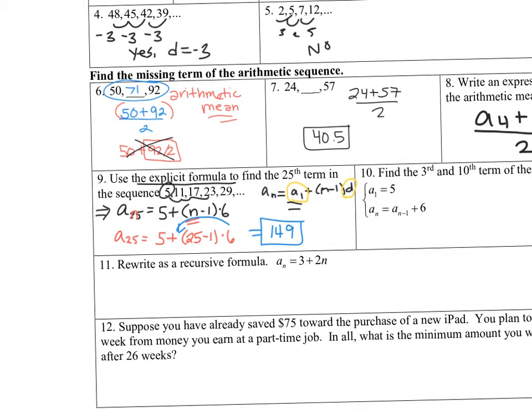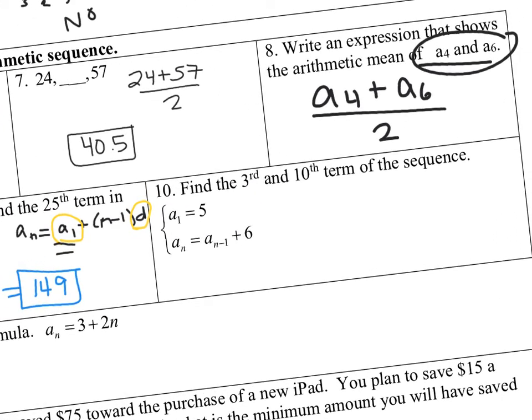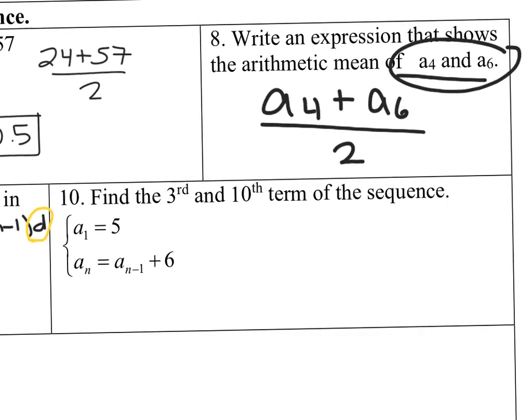Okay, number 10. Find the third and 10th term of the sequence. So this is right now in a recursive form. So I'm going to generate the first 4 or 5 terms of this sequence, and then I'm going to write an explicit formula to practice and show you how to find the 10th term. So the first term is 5. And to get the next term, you're going to take the previous term and add 6. So it's going to be 11, then add 6, 17, then add 6, 23, etc. So the third term is 17.